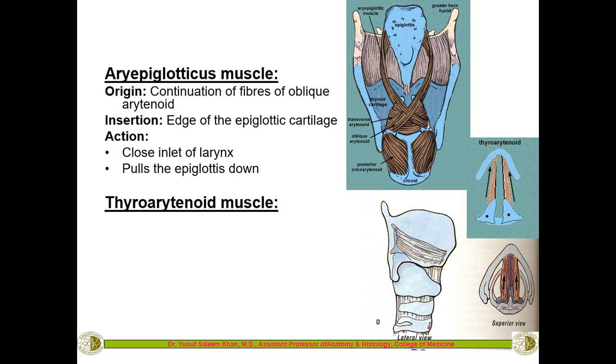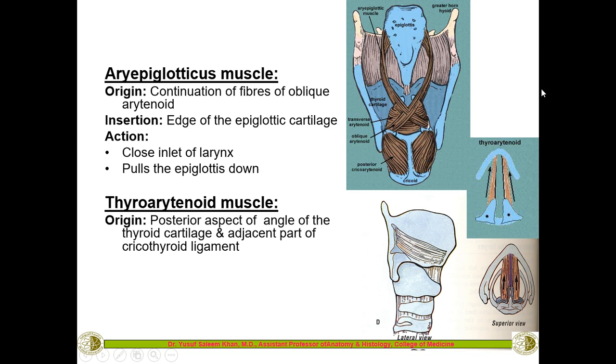Then there is one more muscle here, called the thyroarytenoid muscle. This muscle takes origin from the thyroid cartilage. You can see from inside how it looks. Even though here it is shown from outside, it is not outside, it is inside. This is just the impression of how it takes origin from inside. It takes origin from the thyroid cartilage going to the arytenoid. That's why it is called the thyroarytenoid.